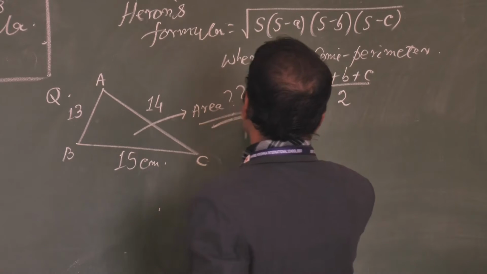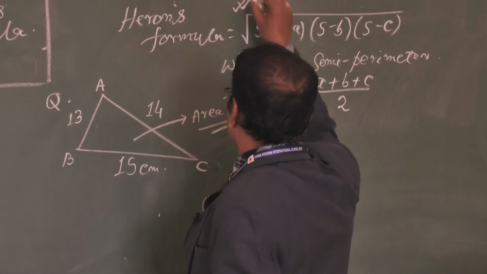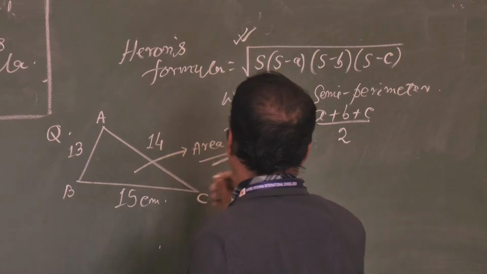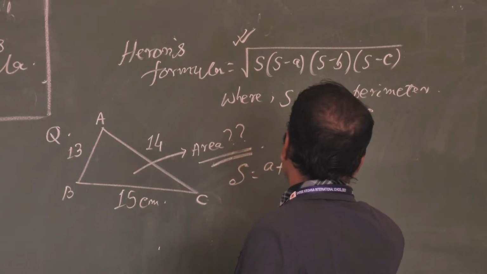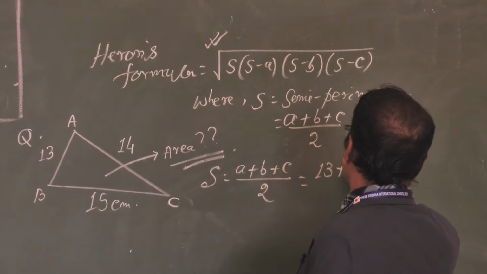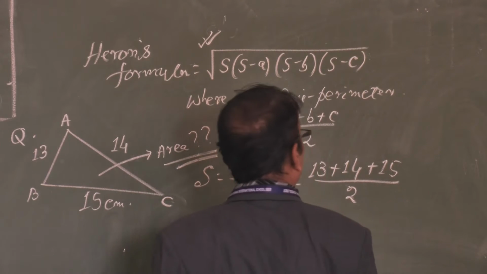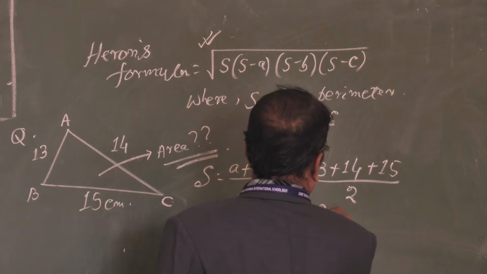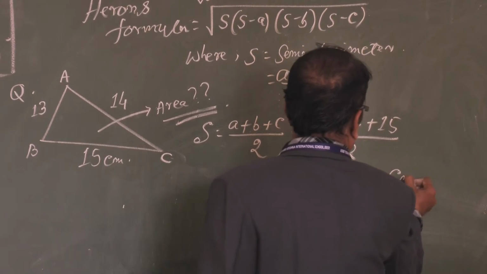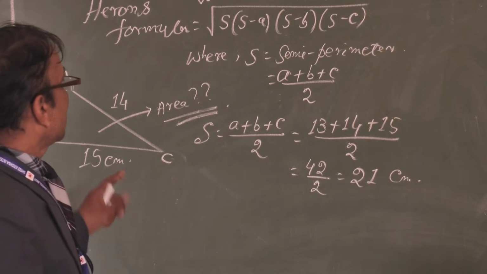Area will be how much? We will find it. First, we will use this formula. Here s is equal to a plus b plus c by 2, that is equal to 13 plus 14 plus 15 by 2, that is equal to 42 by 2, that is equal to 21 centimeter. Semi-perimeter is 21 centimeter. So, we got the s value.